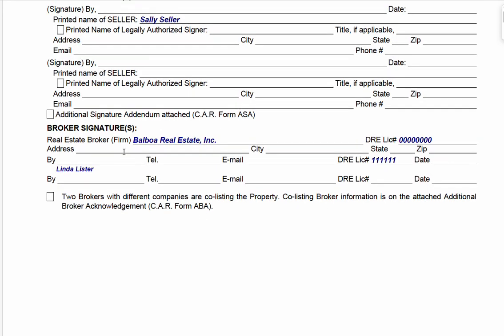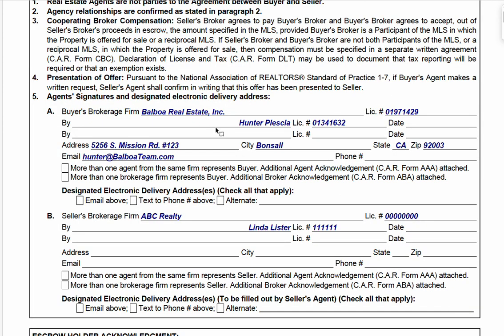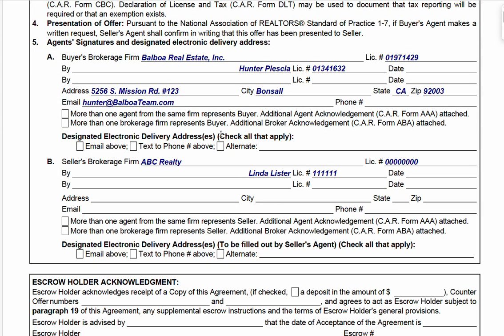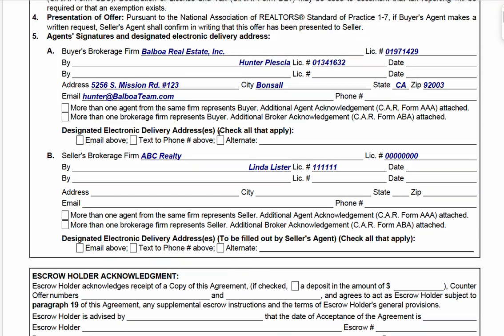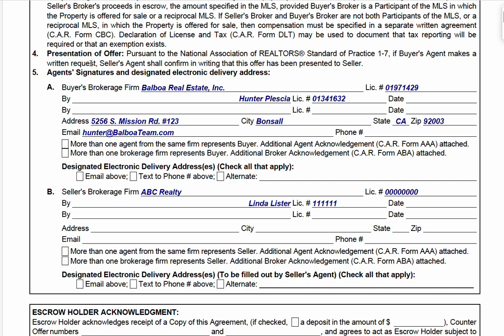This form's designed for there to be one agent with a single brokerage to fill it out and take the lead on it, even if there's a co-listing broker, and then check this box here to incorporate the additional broker acknowledgement. That's how it's designed. It's not designed to have two brokerage names on it. Now, on the purchase agreement, same idea on the signature page here. We're on page 16 of 16, and you'll see buyer's brokerage.